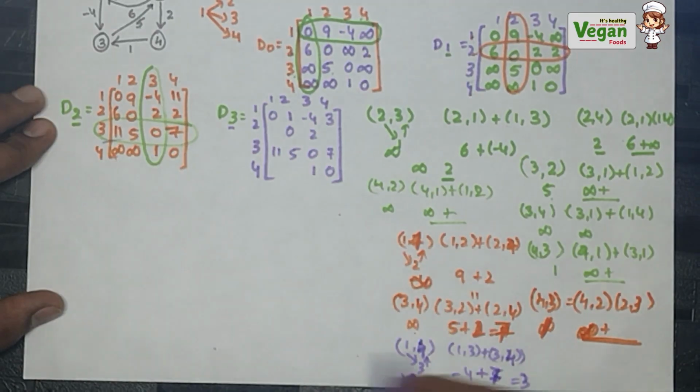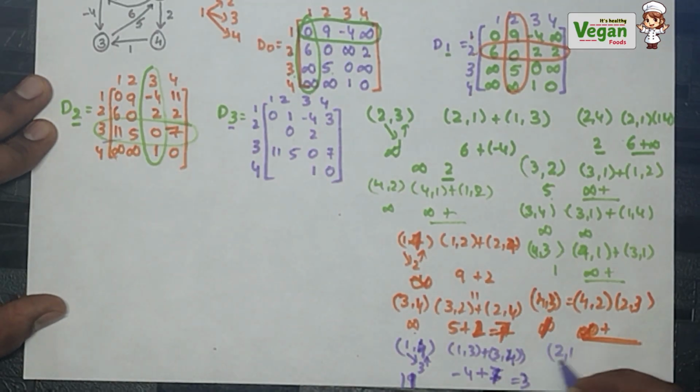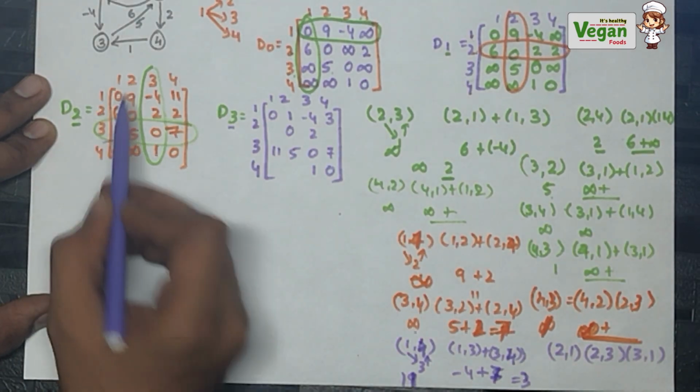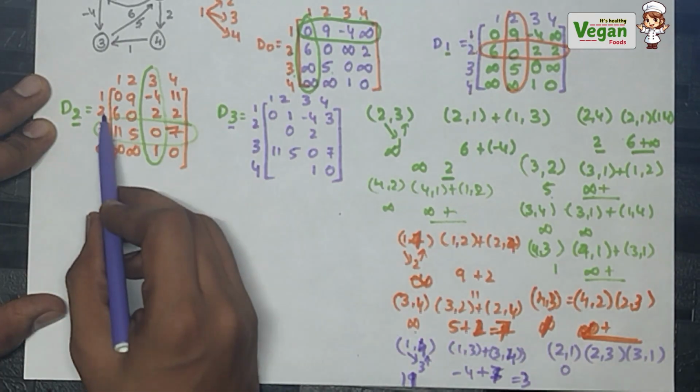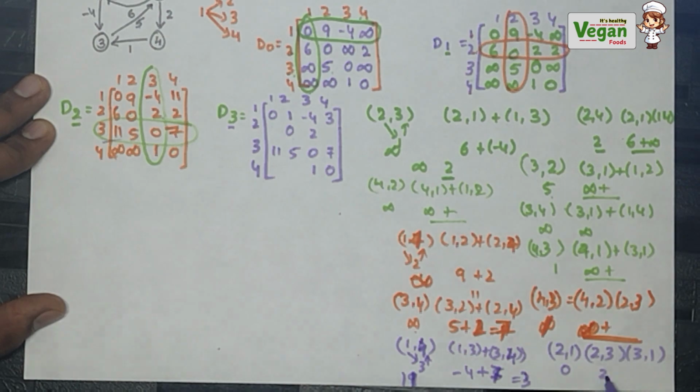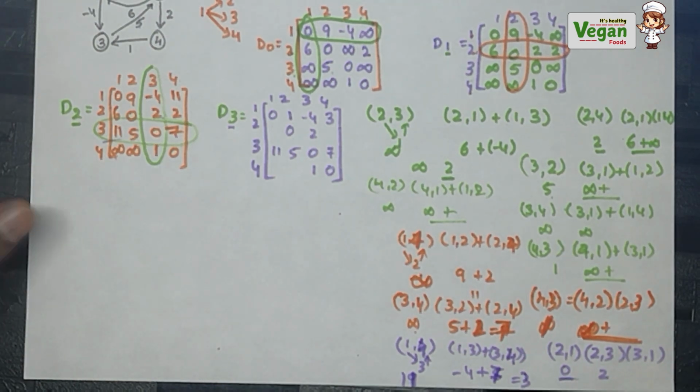Now 2 comma 1. To find 2 comma 1, we will be going from 2 comma 3 to 3 comma 1. 2 comma 1 value is 0. Next 2 comma 3 value is 2. Since 0 is there, a value less than 0 could not be coming.